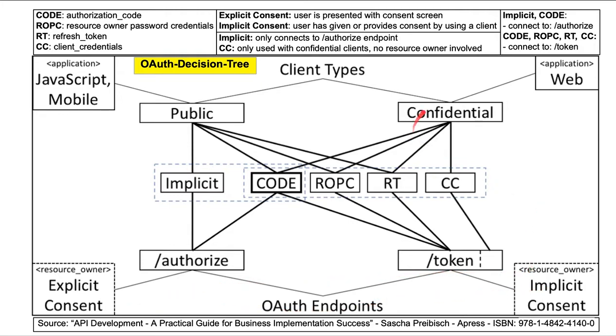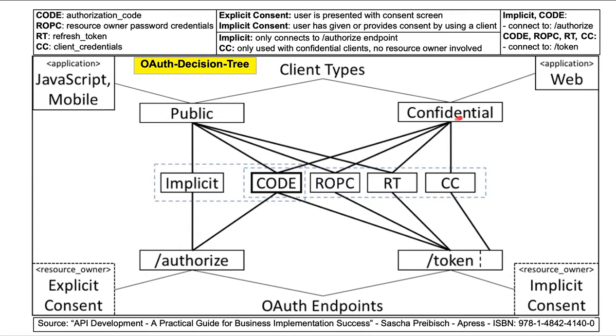So let's say you've got a web application. By design, your web application is of type confidential. And confidential clients can use one of these flows: the code flow, the password flow, the refresh token flow, or the client credentials flow. With hacking around, they can also use the implicit flow, but not intentionally by design, so to say.